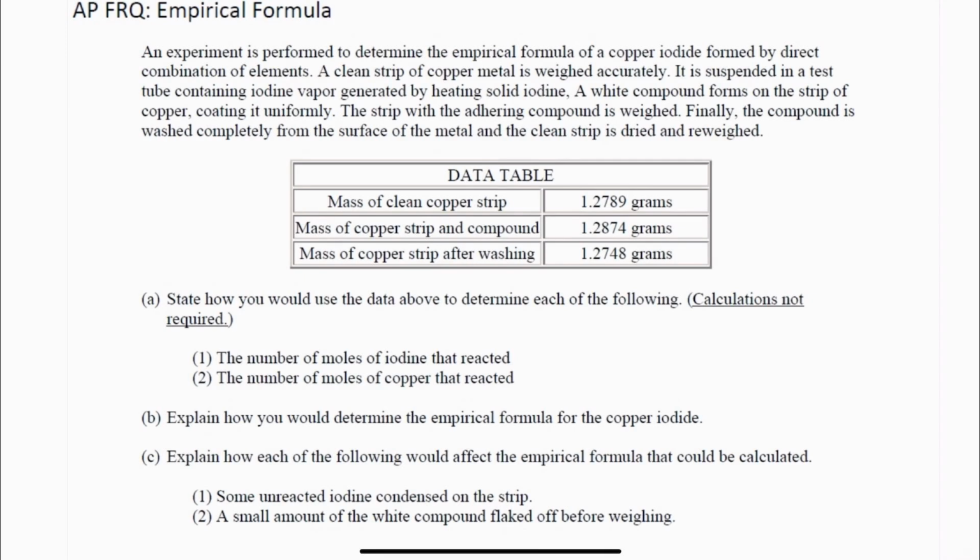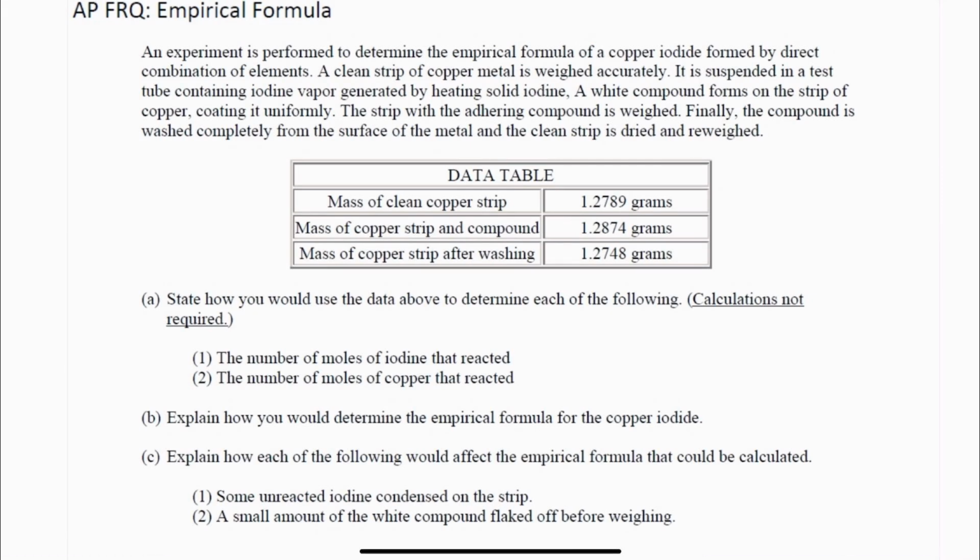Then it's suspended in a test tube containing iodine vapor, and a white compound forms on the strip of copper, coating it uniformly. The strip with the adhering compound is weighed. Finally, the compound is washed completely from the surface of the metal, and the clean strip is dried and reweighed. So to me, this at first sounds kind of intimidating because it's just so much information in this one paragraph.